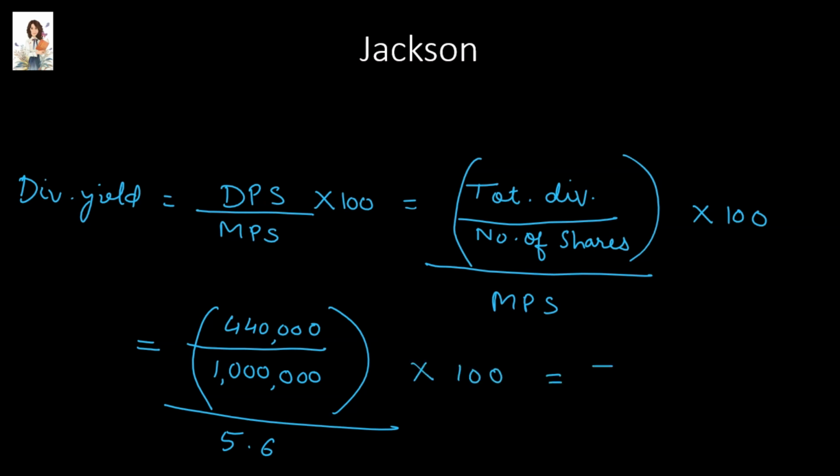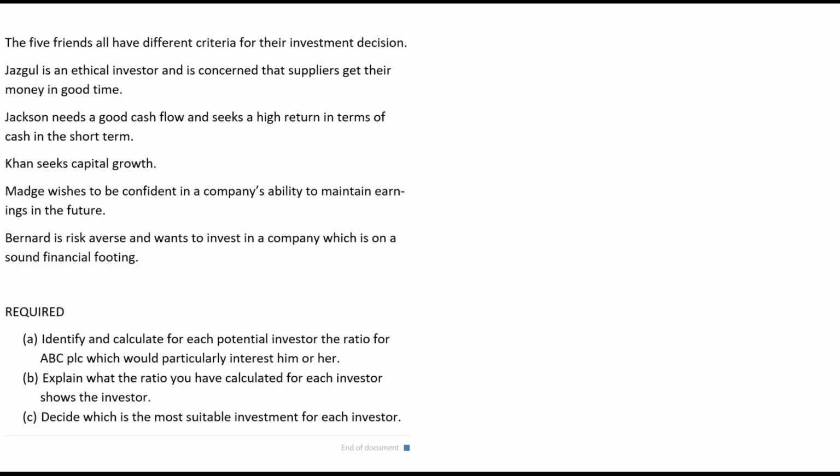We get a dividend yield of 7.9%. Next, we are told that Khan seeks capital growth. Capital growth comes from reinvestment of funds back into the business. We know that profit available for equity shareholders has two components. It is distributed as dividend, and the remaining portion is available for reinvestment into the business.